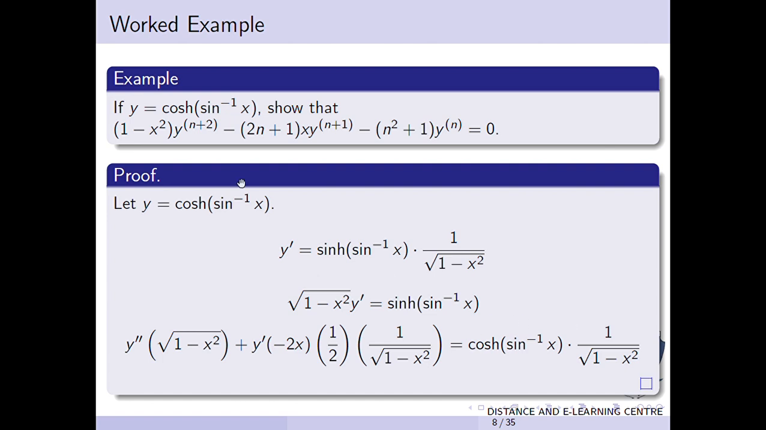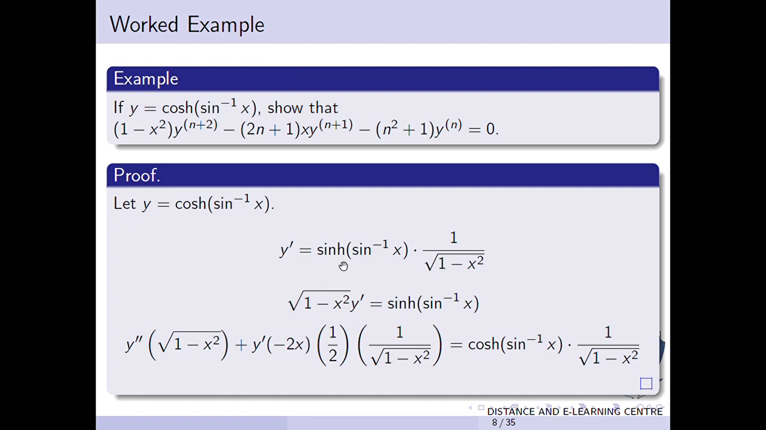If y is equal to cos arc sine x, we should show that 1 minus x squared y raised to power n plus 2, minus 2n plus 1 xy raised to power n plus 1, minus n squared plus 1 y raised to power n is equal to 0. Proof: let y be given.